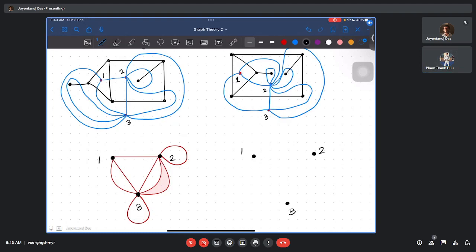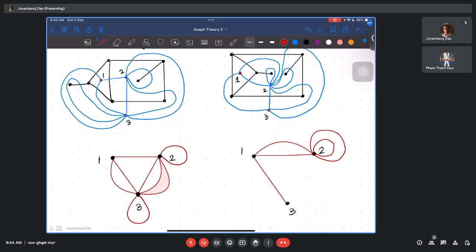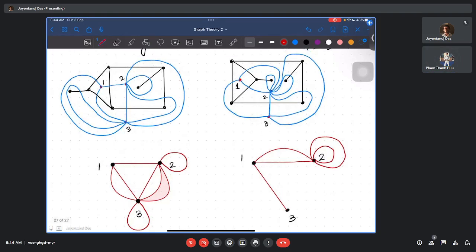So now here you can see both of the loops are in 2, right? So this is one loop, this is another loop. So then what else? Between 1 and 2, two edges, right? So between 1 and 2 there are two edges. Now between 1 and 3 there is one edge, right? And between 2 and 3, how many edges? 2 and 3 is 3 edges, right?